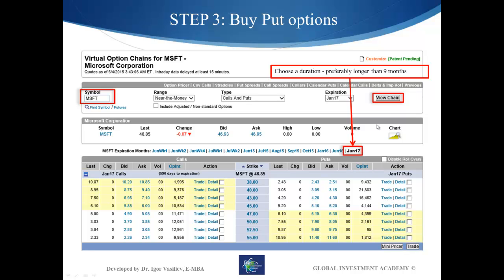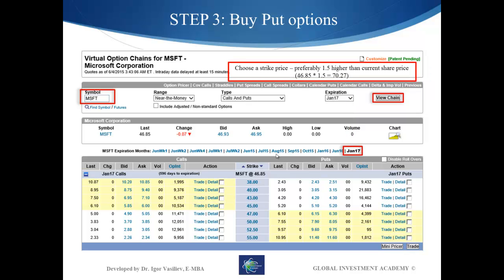Now, if you don't have that date, try at least to get longer than 9 months. Okay, the insurance. The longer you choose, the less you're going to pay in time value, proportionally. And the next thing we do, we choose a strike price. Preferably, we're looking at a strike price which is 1.5 times higher than the current share price. So if the current share price right now is $46.85, we'll multiply it by 1.5 and we get $70.27.